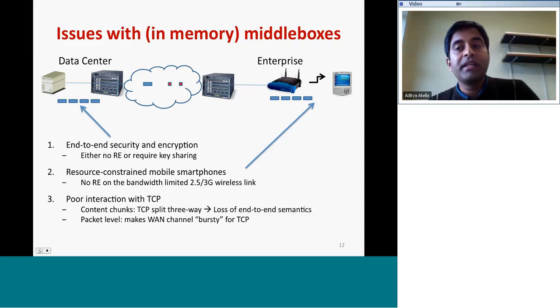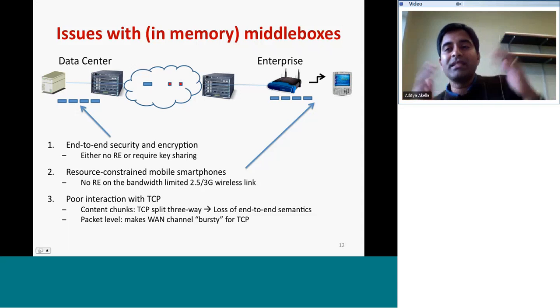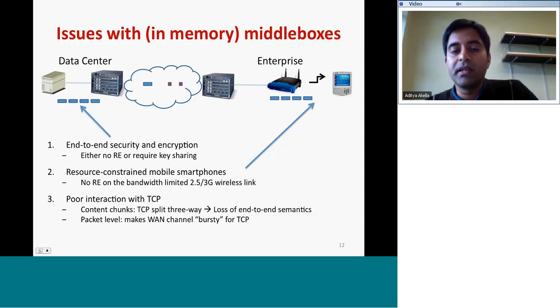On the other hand, if you split the TCP connection and did redundancy elimination across TCP chunks, the problem is you end up losing the end-to-end semantics of TCP. This is the classic problem with split connection approaches. And the final issue is cost. These middlebox appliances cost a lot.